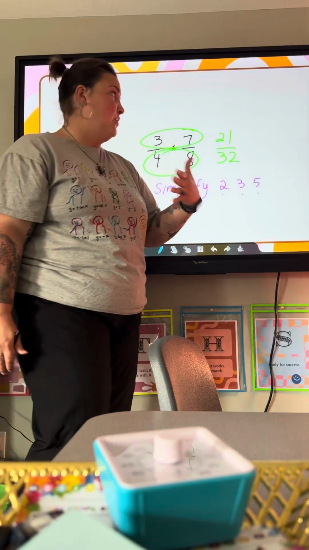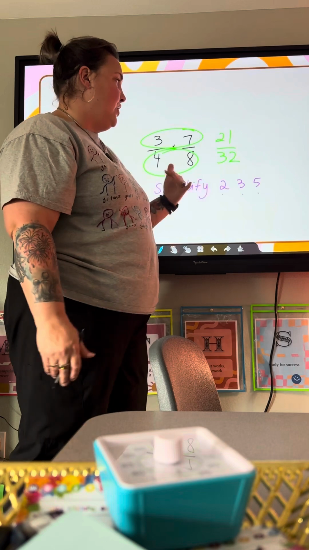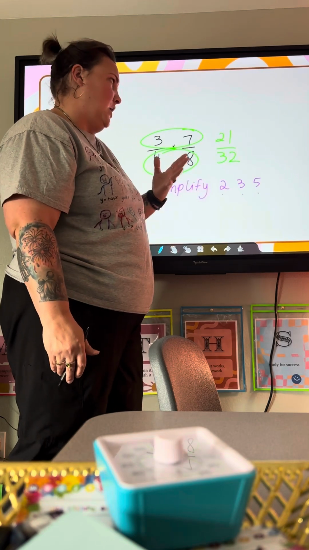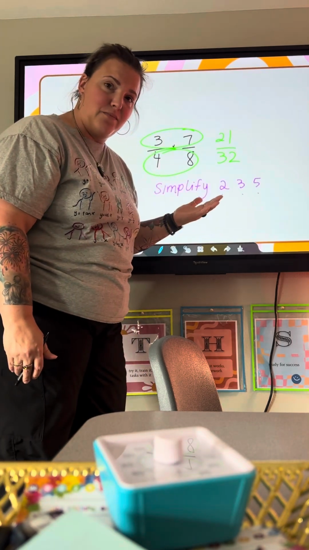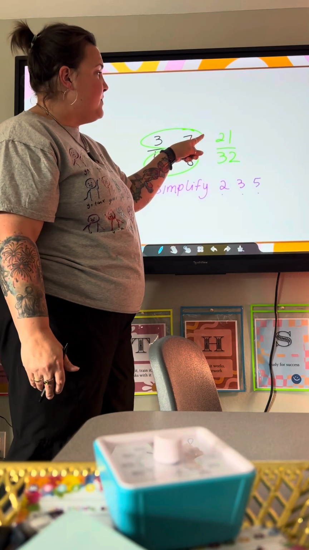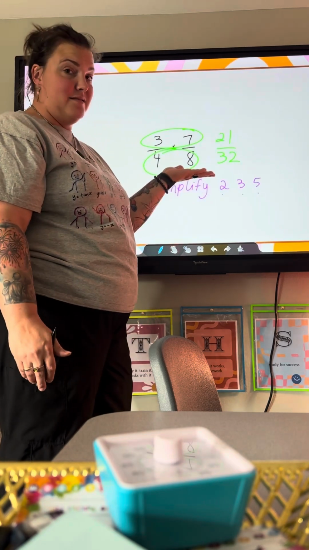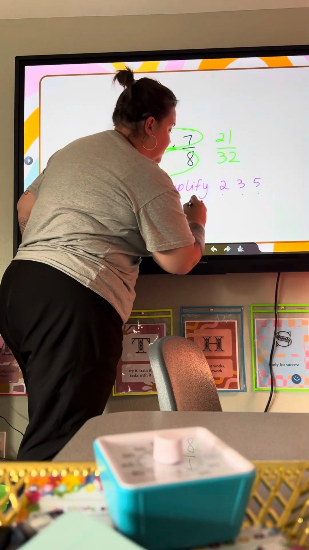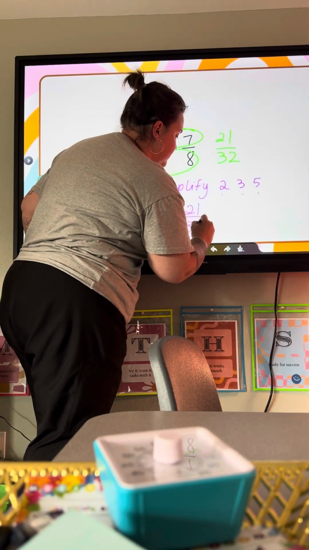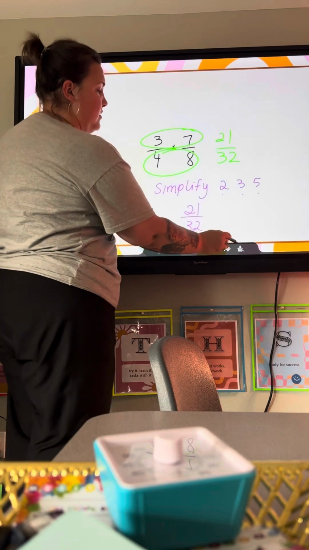And get you out of the frozen mode. Does 21 divide by 2? No. Does 32 divide by 2? Yeah, but they both have to divide by the same thing. 21 divides by 3, yes, but 32 doesn't. This one has nowhere to go. So the final answer for this one would be 21 over 32, okay?